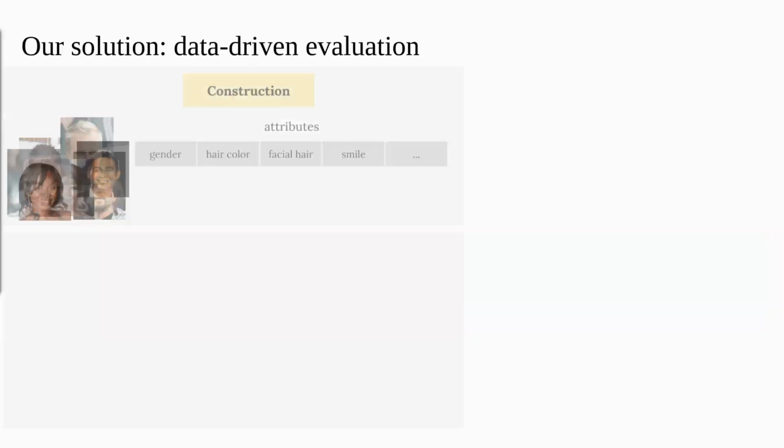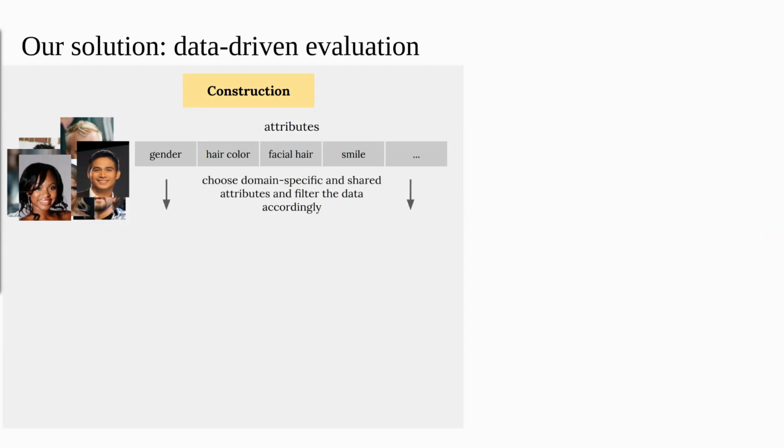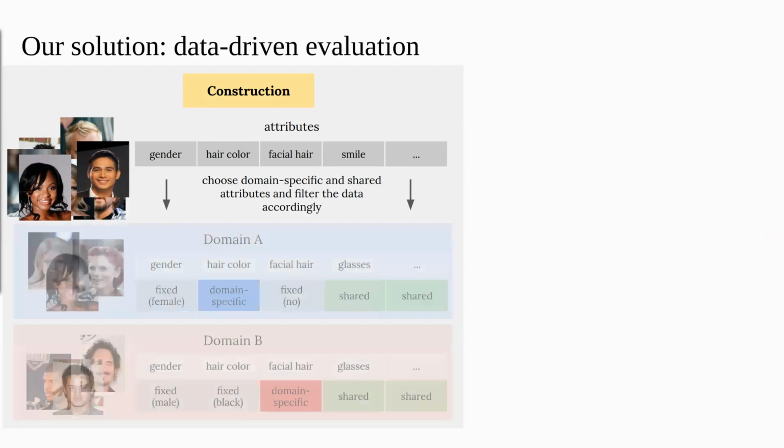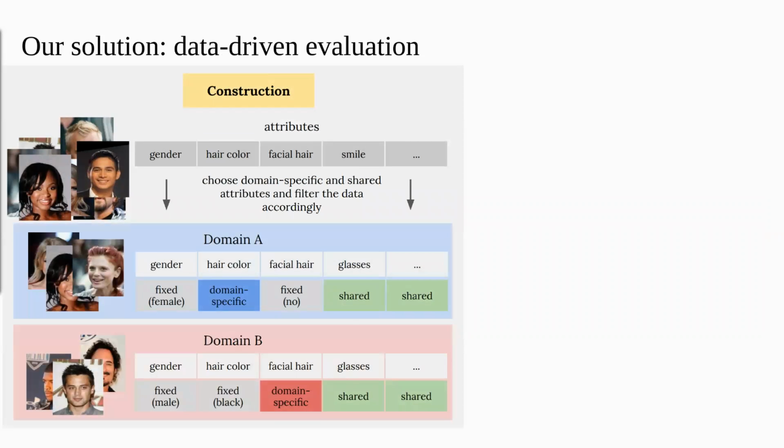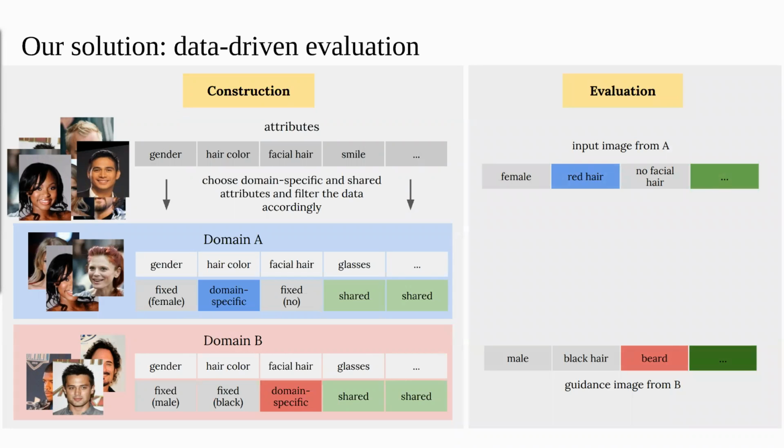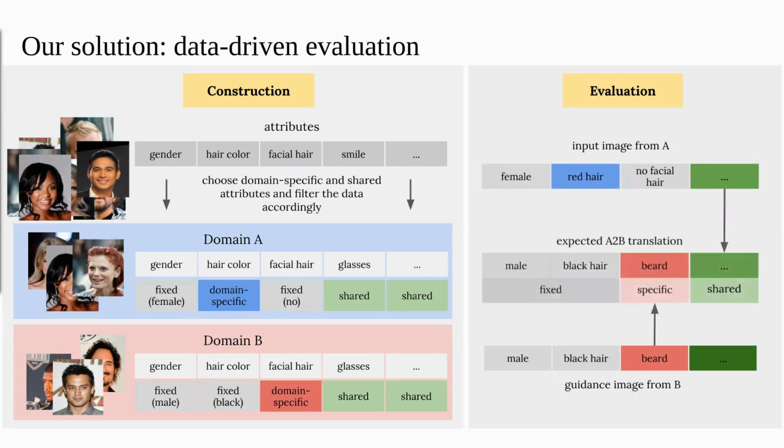We propose an evaluation pipeline based on the datasets with labeled factors of variation. We construct the two domains by choosing the non-overlapping sets of domain-specific and shared attributes and filter the data accordingly. This way, we obtain a pair of domains with known shared and domain-specific factors by design. The evaluation for a given pair of input and guidance images consists of comparing the attributes of its translation result with the attributes of a semantically correct translation.